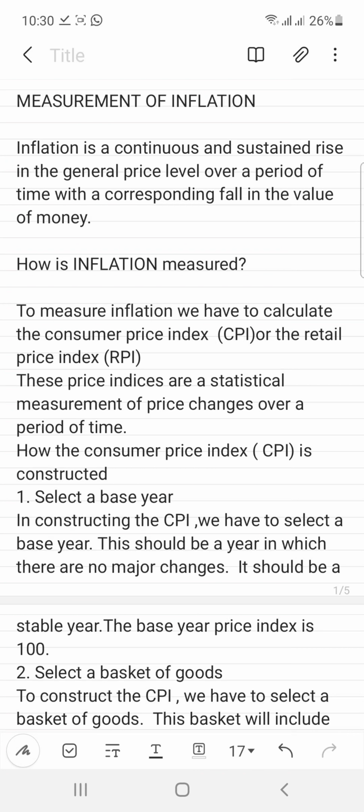Now, once we have selected our base year, we are going to give our base year price index a value of 100. This is always the case. Our base year price index will be 100. So in our base year, all prices will have an index of 100.